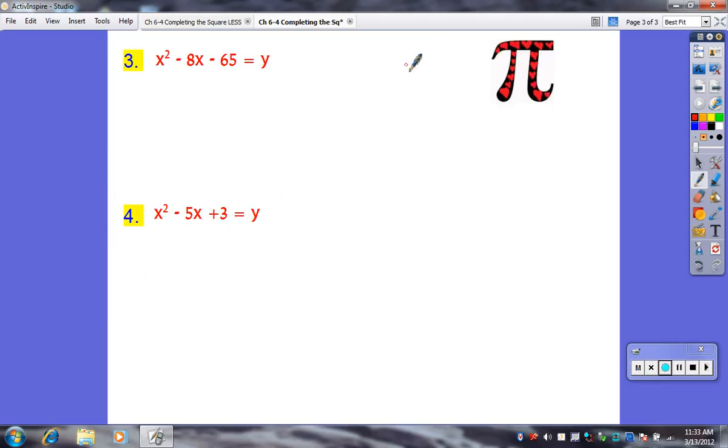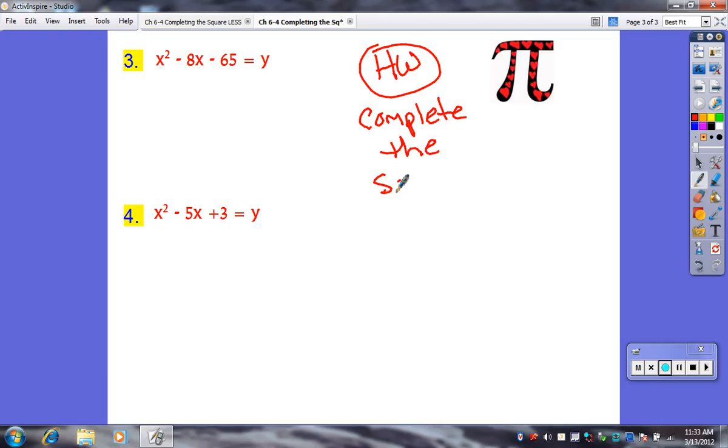This is your homework. Homework tonight, you know that you had to complete the assignment from class, and then I want you to do these two. You need to complete the square. You're essentially putting it in vertex form. So follow the guidelines that I've given you. Follow the steps. Go back if you need to.